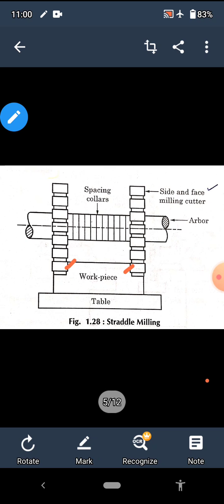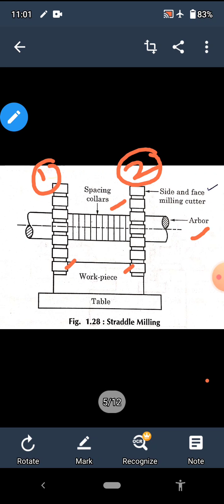Straddle milling is done on both sides of the workpiece by using two side and face milling cutters mounted on the same arbor. The arbor is the same. We are using two side and face milling cutters. First one is this one and second one is this one. Both are mounted on the same arbor and the distance between the two milling cutters is adjusted by using spacing collars, as you can see from the figure.